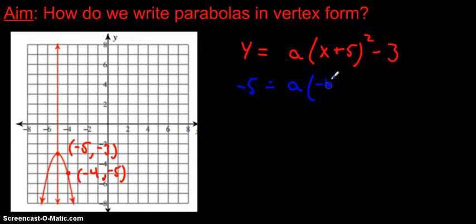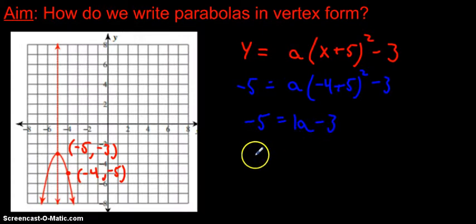times negative 4 plus 5 squared minus 3. So that's negative 5 equals a times negative 4 plus 5, which is 1. 1 squared is 1, so that's 1a minus 3. If we add 3 to both sides, we get negative 2 is equal to 1a, which means a is equal to negative 2, just like we said.